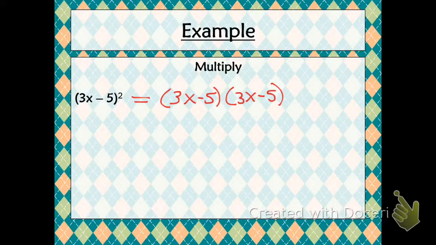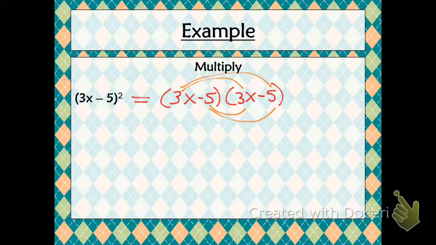And then what we'll do is we'll distribute, or you could do the box method as you saw in the last video. One of those two options, you'll get the same answer either way. So let's say we choose to distribute.